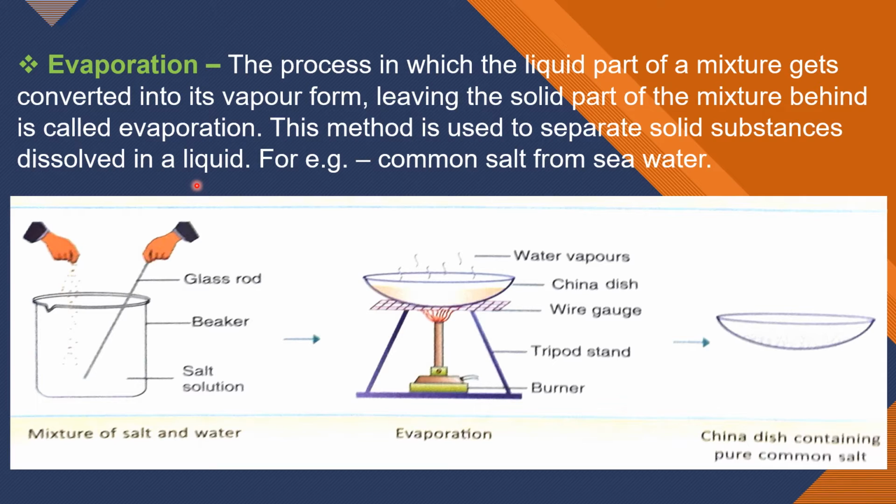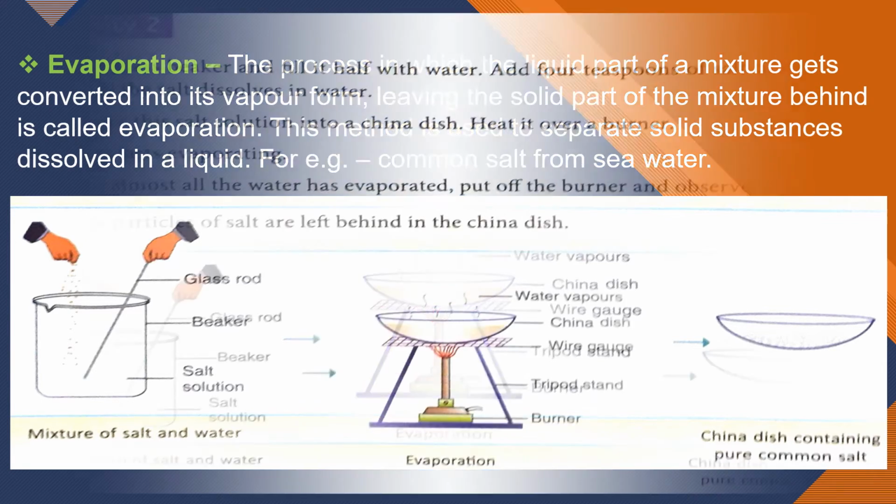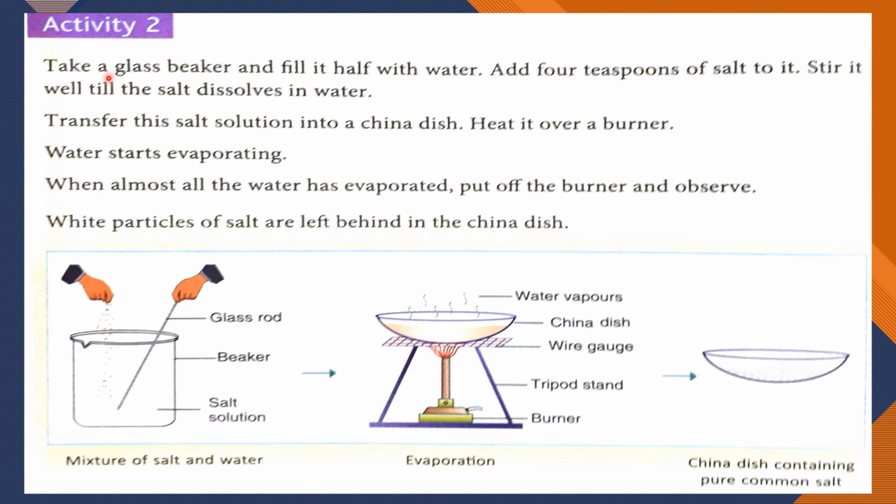Let us understand the process of evaporation with the help of an activity. Take a glass beaker and fill it half with water. Add 4 teaspoons of salt to it. Stir it well till the salt dissolves in water. Transfer this salt solution into a china dish. Heat it over a burner.